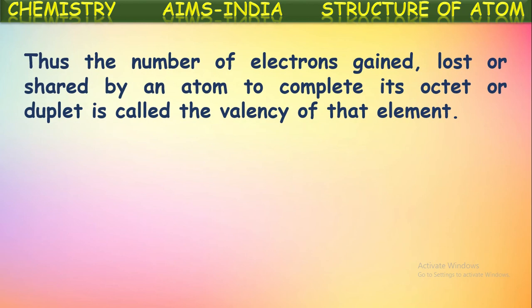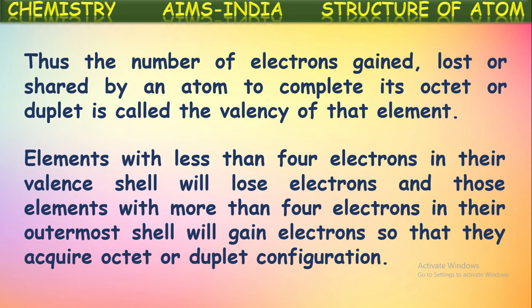Thus the number of electrons gained, lost, or shared by an atom to complete its octet or duplet is called valency or combining capacity of that element. The elements with less than 8 electrons in the outermost shell are reactive, and these also will try to attain 8 electrons in the outermost shell either by gaining or losing or sharing electrons, as we said. So here the number of electrons gained, lost or shared by an element to complete its octet is called its combining capacity or its valency.